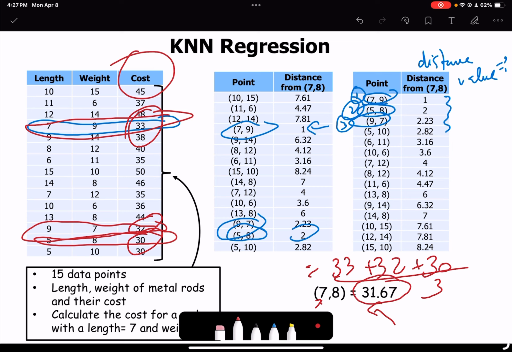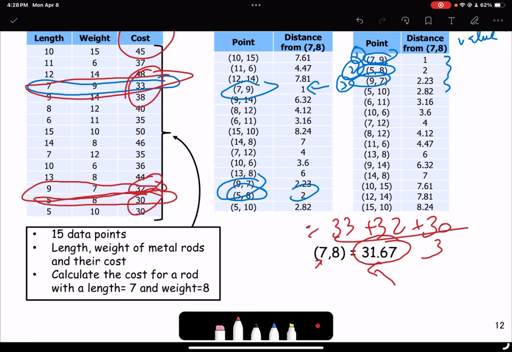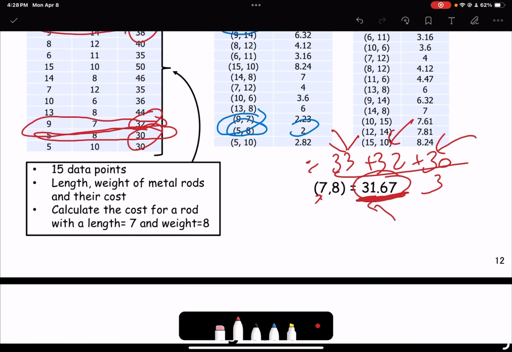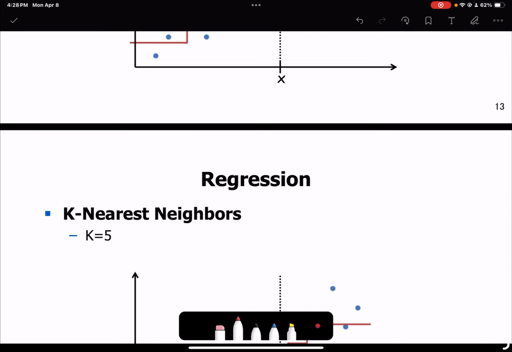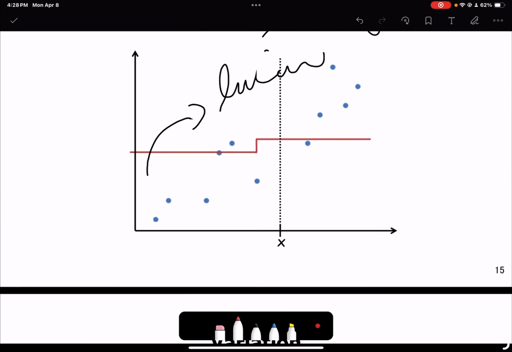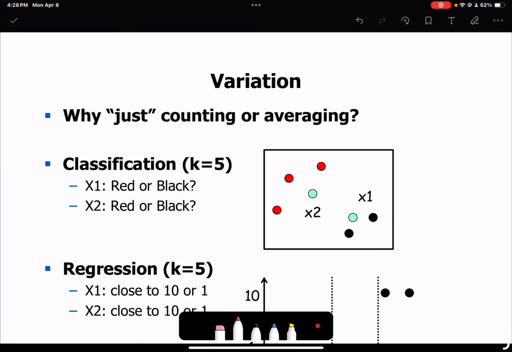So this is how we can do the regression problem of KNN. We are predicting a numeric value considering the existing values that we have, because this is supervised learning. Okay, so we have studied the effect of choosing the hyperparameter K.